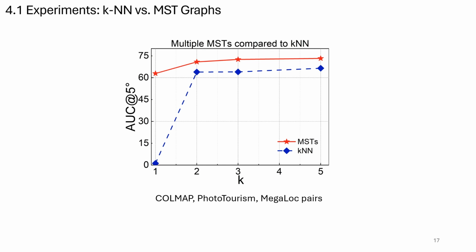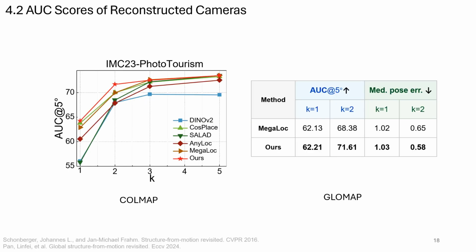How does it work in experiments? First of all, we compare the k-nearest neighbor graphs and the minimal spanning tree based graph. Look at the figure. The horizontal axis shows the number of trees used or the number of neighbors. The vertical axis shows the area under the curve scores of the relative poses. At k or trees below 2, we could see a huge improvement using the minimal spanning tree based graph over k-nearest neighbor.